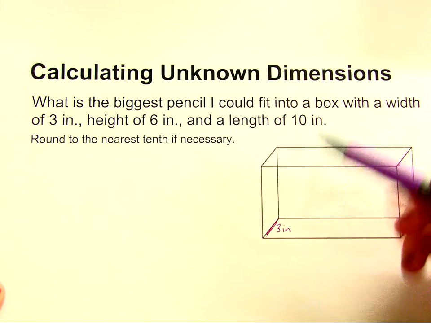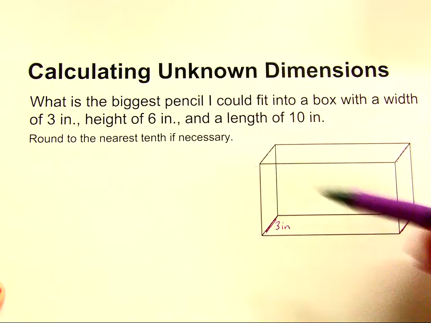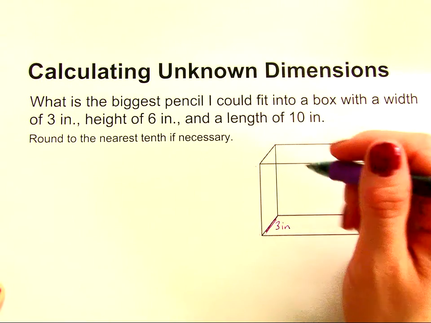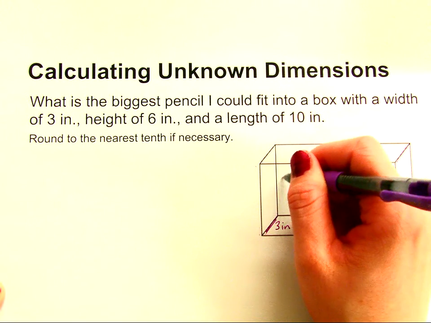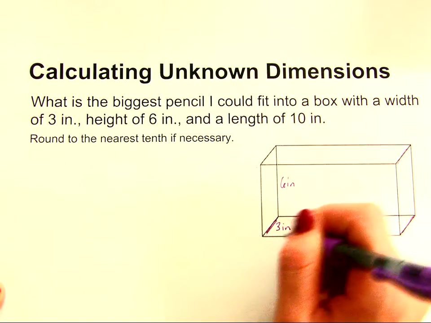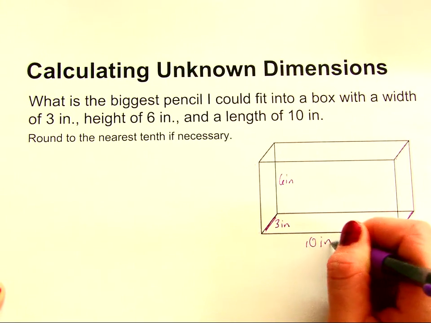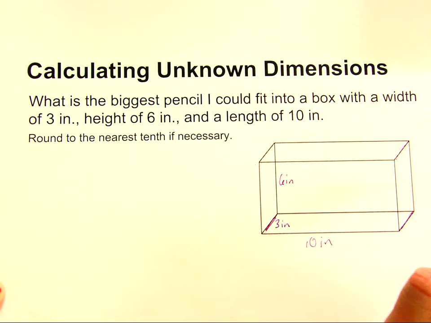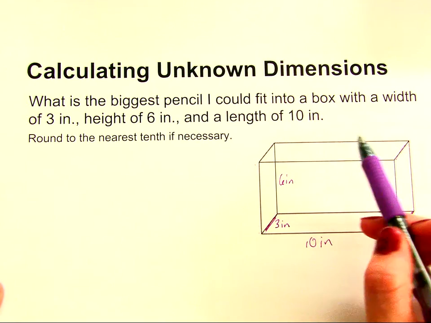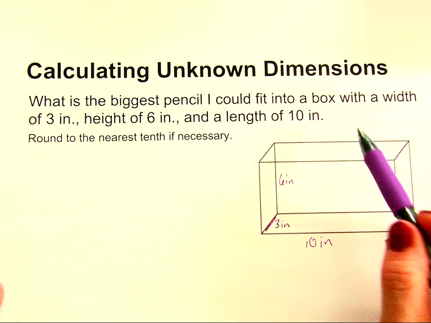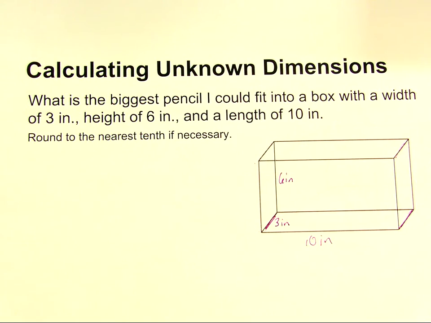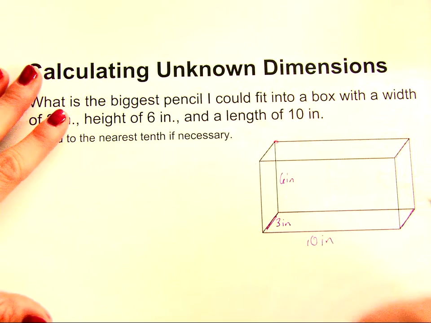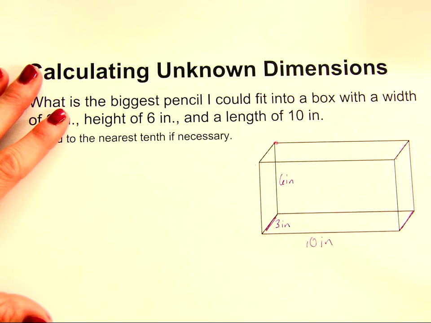Height are any of these tall ones. So I'll label this one as being 6 inches. And the length is 10 inches. So any of the lines going straight across here. So what is the biggest pencil I could fit into this box? So that means we are trying to find the diagonal from one corner to the opposite corner.